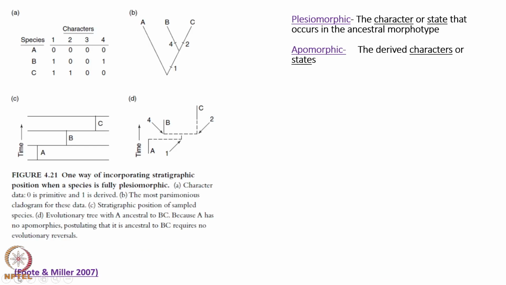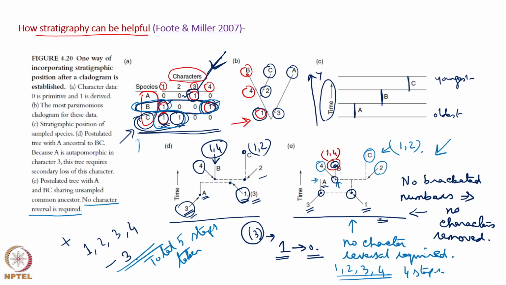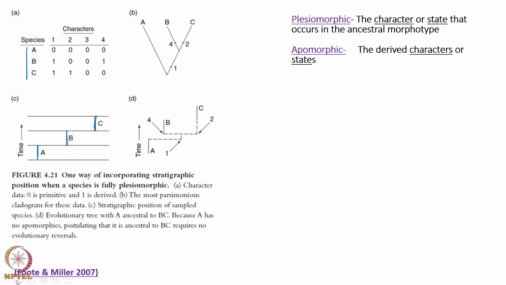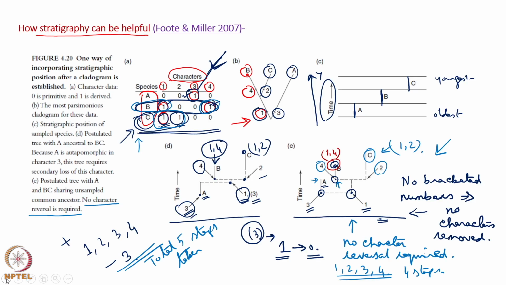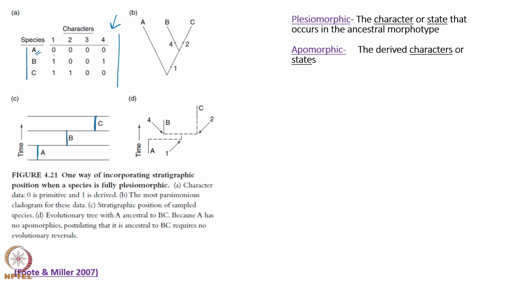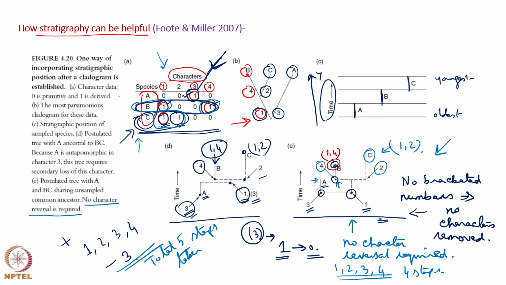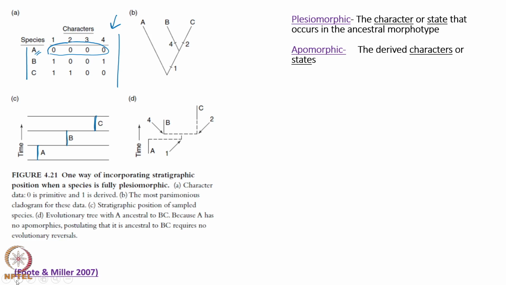Let us take another example of how the stratigraphic position of the species A, B and C can matter. Here again we are taking the 3 species just like our previous case, but we are taking the data matrix different from the previous one. You can look at this matrix and look at the previous example matrix, they are different. For example, for species A, none of the characters are present, whereas in the previous example in species A, character 3 was present. It is good to have different examples and see how things work.